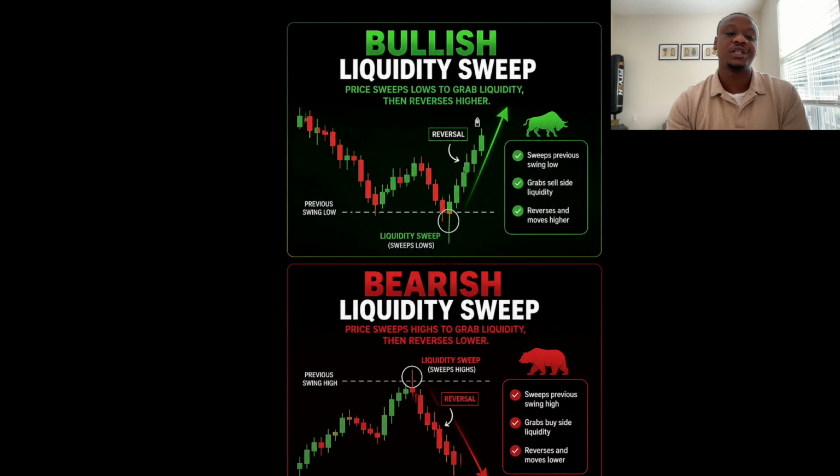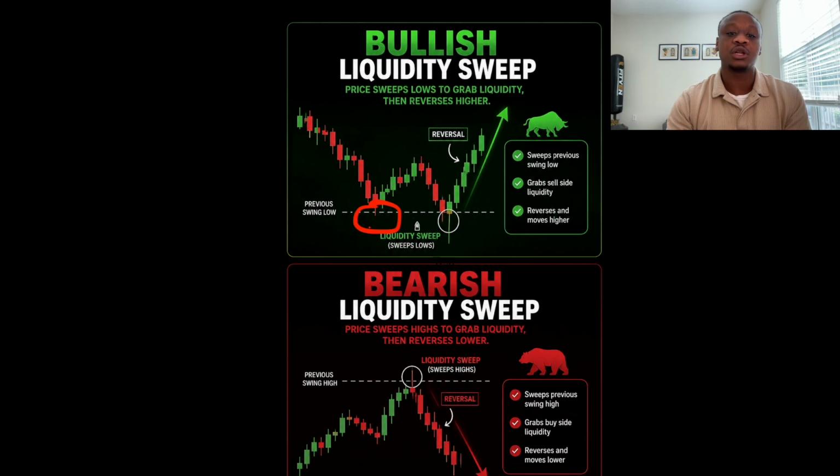For a bullish liquidity sweep, you're going to want to focus on previous swing lows. For example, this swing low right over here. So below this swing low, for the traders who are longing this stock, who think the stock is going to go up, they have their sell orders at the bottom of this swing low, or their stop losses, right? But also below this swing low, you have traders who are trying to short that stock.